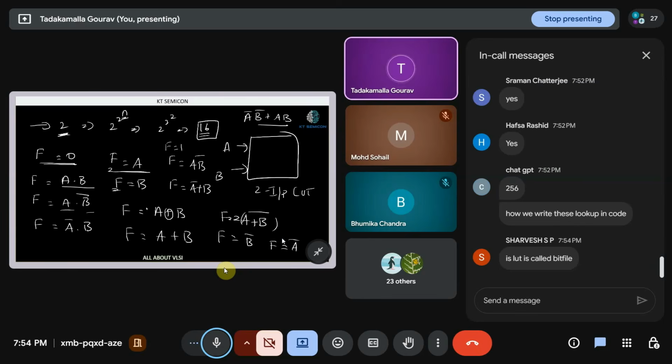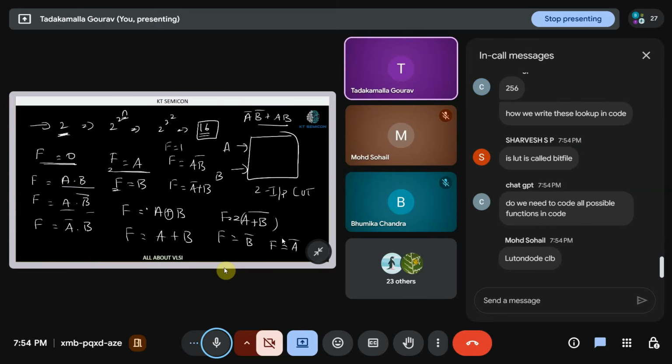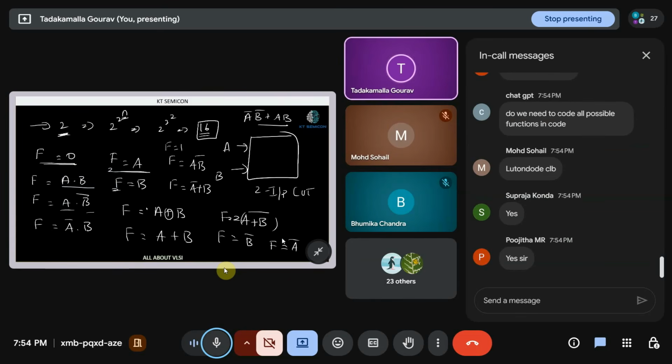Is it clear? Yeah. So shall we move forward? Is it clear? Yes, no, please respond in the chat box. Shall we move forward? Sahil, I didn't get your text. LUT on load CLB.